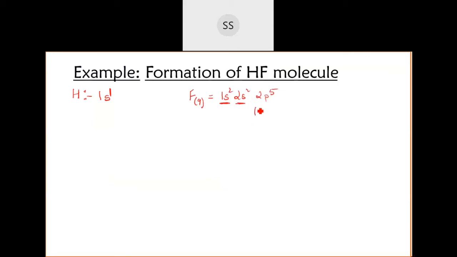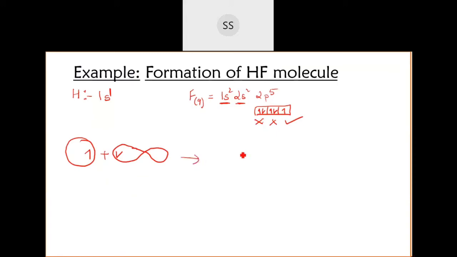Who is going to participate? That is the p orbital. How many electrons are there in the p orbital? Altogether there are 5. Which one will participate? In the p orbital you have 3 divisions, and the paired ones will not participate. This one will be participating, one p orbital which has an unpaired electron. So I will draw an s orbital which has one unpaired electron, and one p orbital which has an unpaired electron. They fuse together.